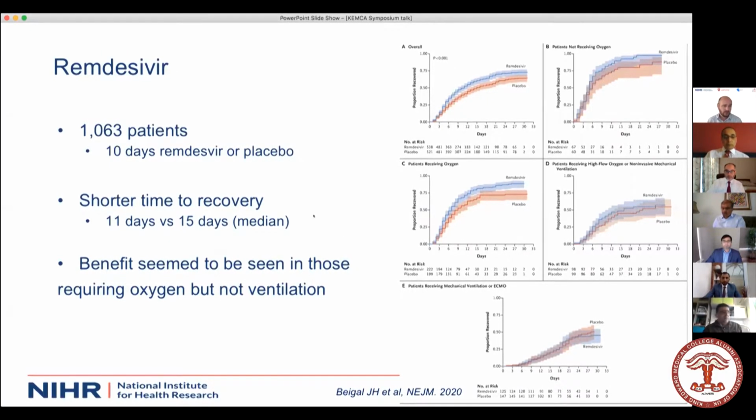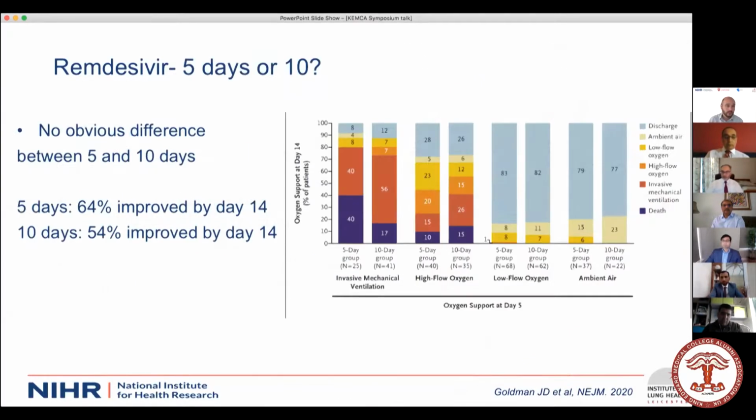So remdesivir is a clinical treatment which we are giving, and worldwide it is being given. Do I think it's a game changer? Unfortunately, probably not. There was also another study looking at the number of doses, because we're running out. They compared 5 days and 10 days in the New England Journal, and they showed that patients who got 5 days didn't seem to do any worse than those who received 10 days.